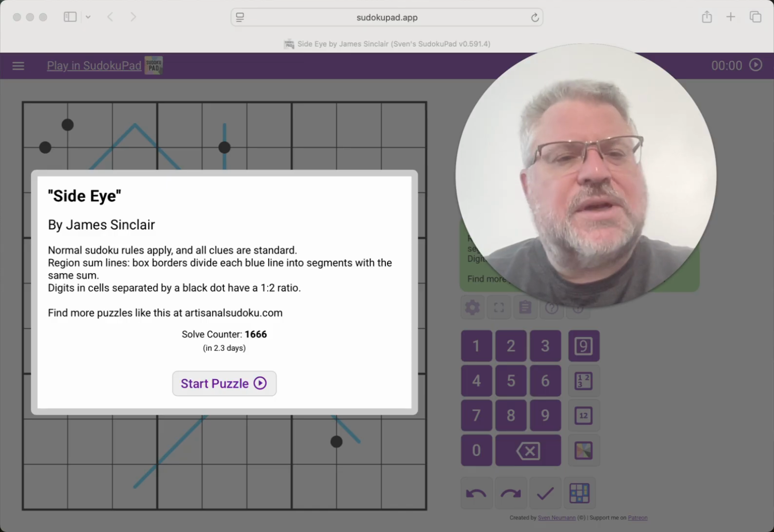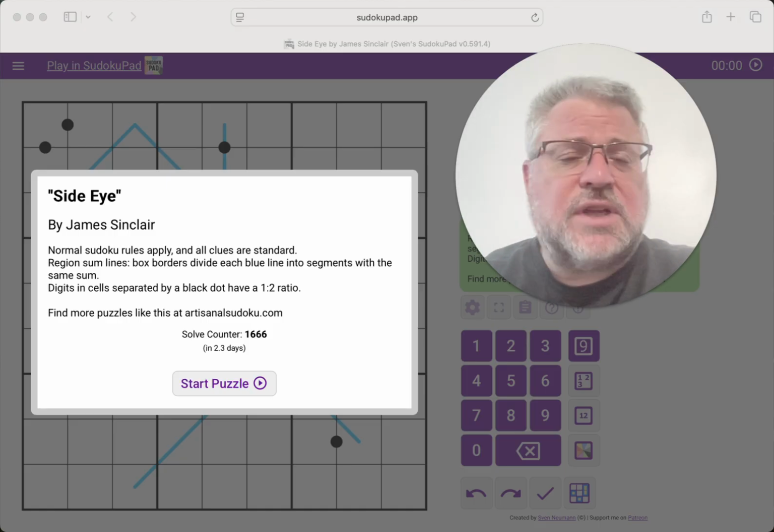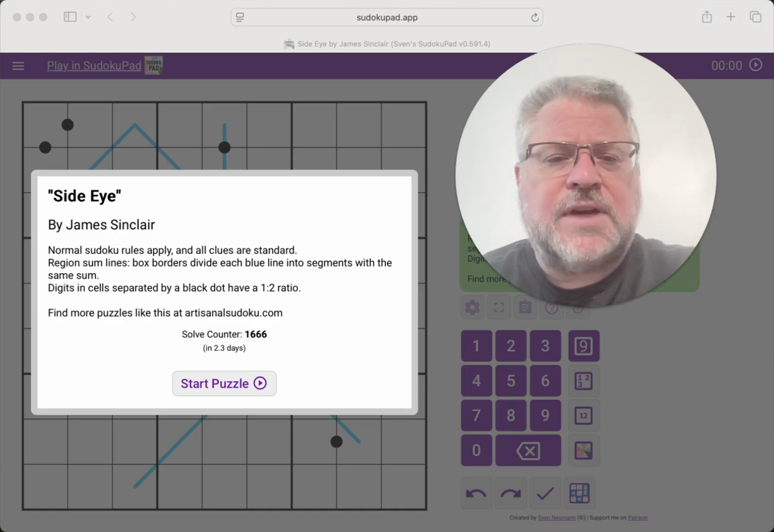Let's do a Sudoku puzzle today. This one is Side Eye by James Sinclair. I found it on his Substack newsletter, which is artisanalsudoku.com. You can find it there as well.